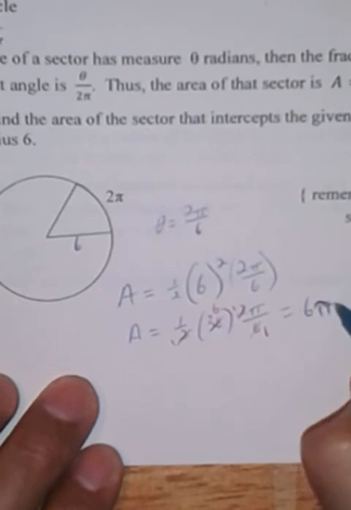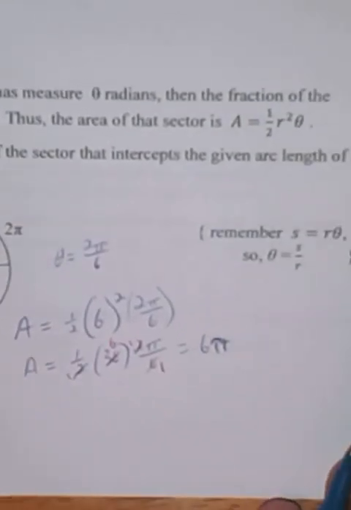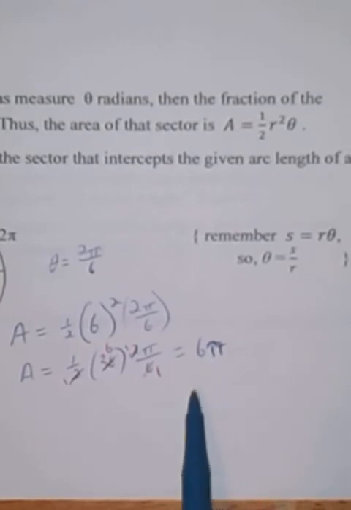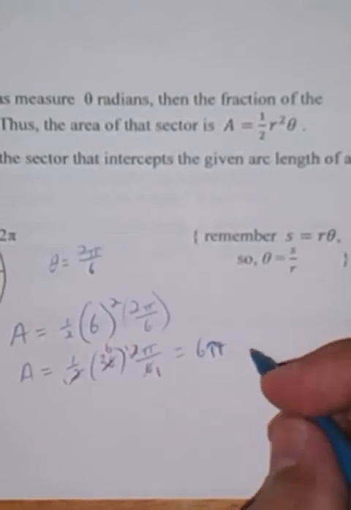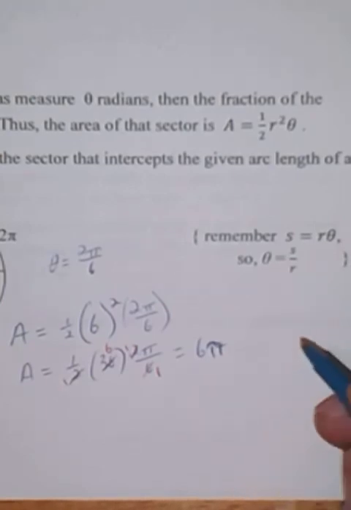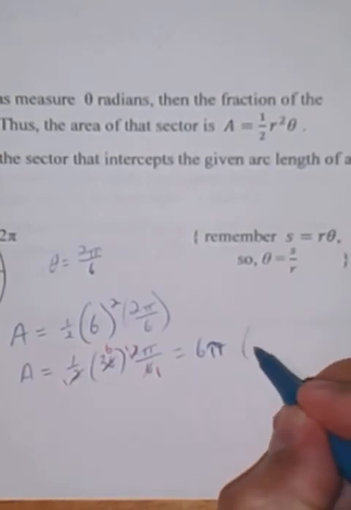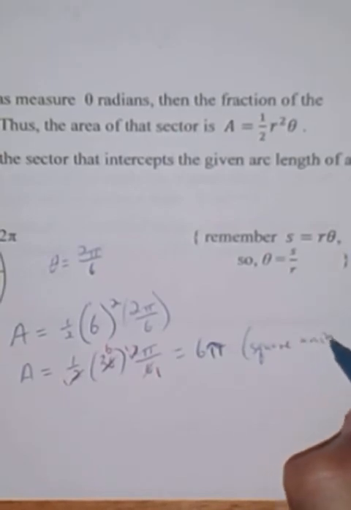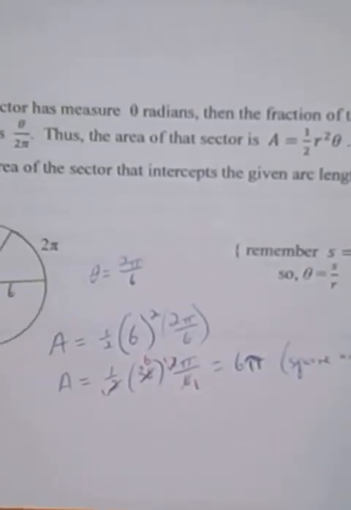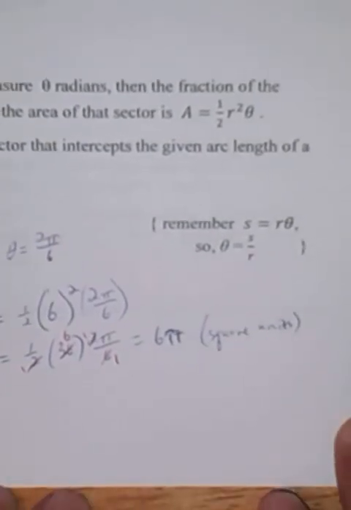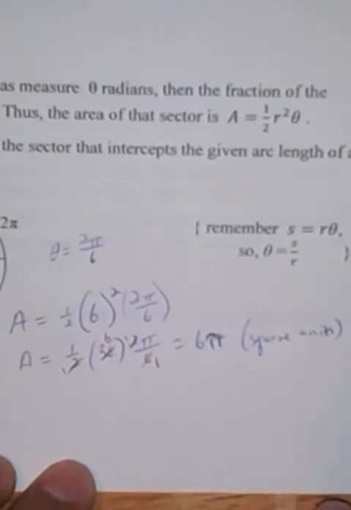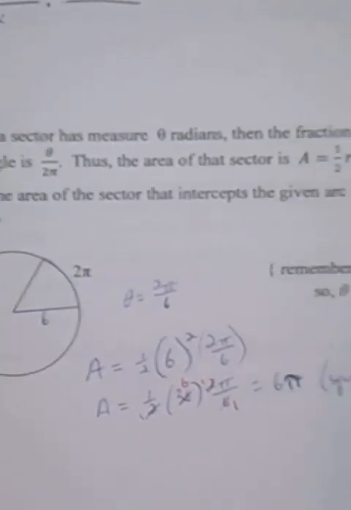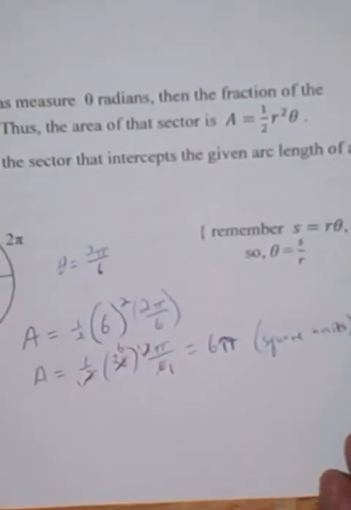And we can leave it in terms of pi. By the way, if somebody asks us for an exact answer, it is 6 pi. And these are square units, so I'm going to write in parentheses square units. Just keep that in mind. If it's inches, it's square inches. If it's feet, it's square feet. Whatever the units are. So that's what we get for the area. And I'm going to leave that there. So we worked that one out.